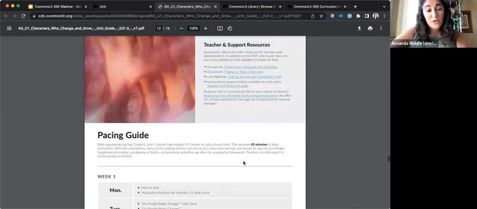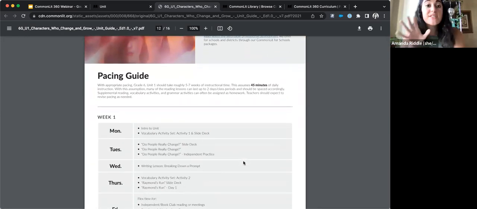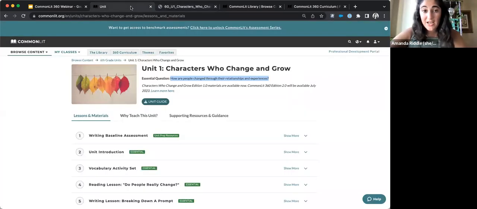If that does not fit with what you have, you can easily adjust and make decisions based on your own. But we just have this here as a really nice baseline to see how this might work in a classroom that has 45 minutes of ELA instruction. We have this available for every single unit, all grades.